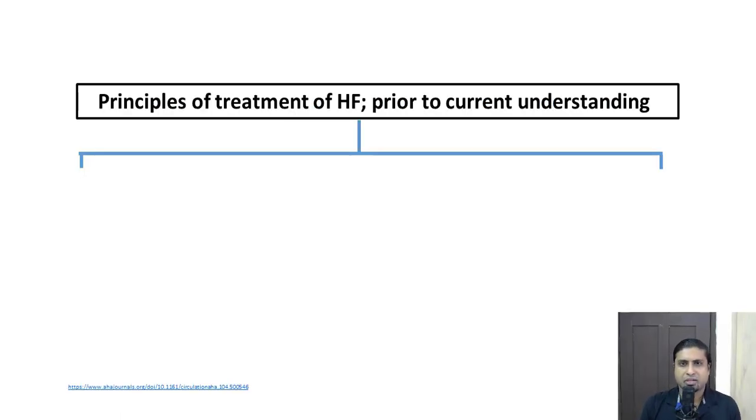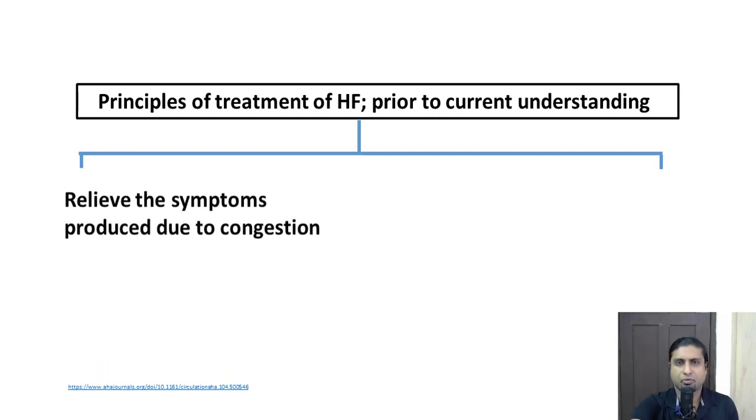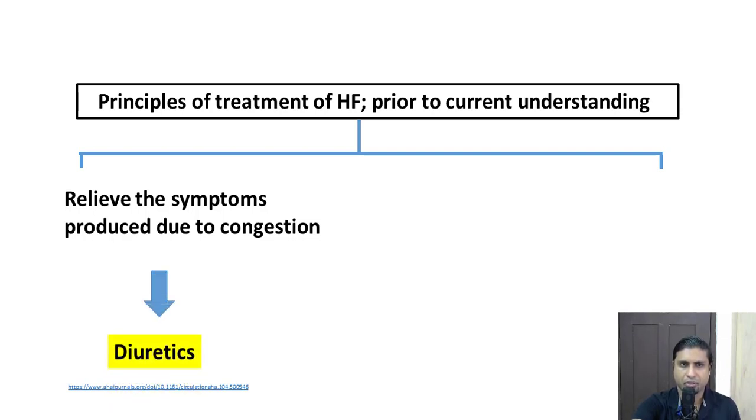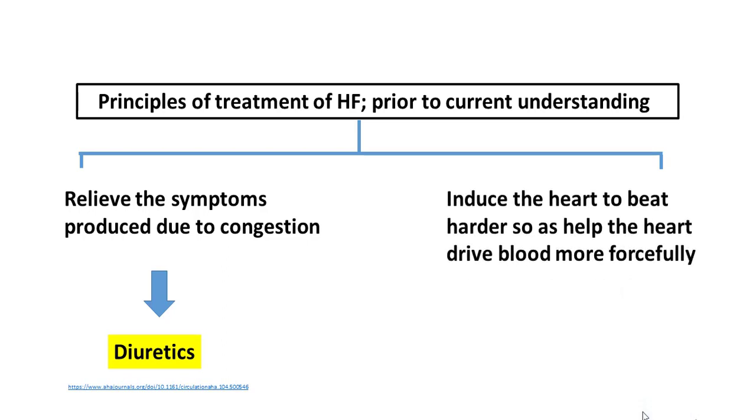Now, prior to our current understanding of the pathophysiological models of heart failure, the principles of treatment of heart failure were based on two basic principles. Firstly, it involved the relief of symptoms produced due to congestion by the administration of diuretics. And secondly, they involved the induction of the heart to beat harder so as to drive the blood more forcefully from the ventricles. So this involved the use of positive inotropic drugs.